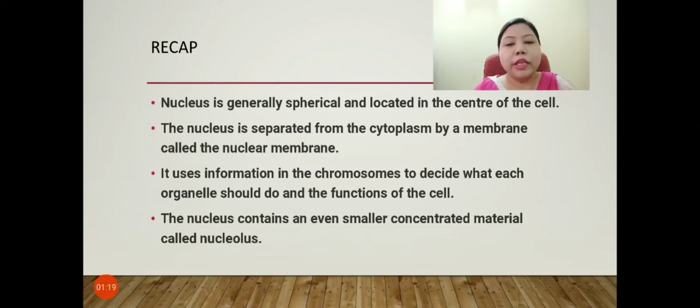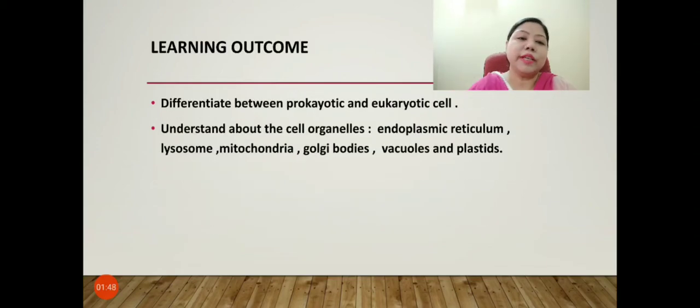Apart from it, it also has thread-like structures called chromosomes inside the nucleus, and the main function of the nucleus is to control the activities of the cell. Since it has chromosomes, it is also responsible for the transfer of hereditary characters from parent to offspring. So, this is what we learned in the previous class.